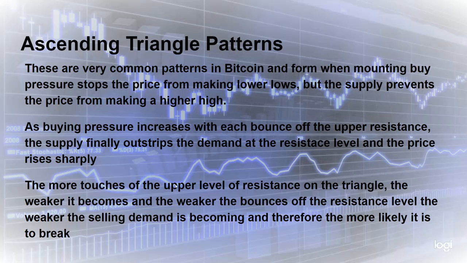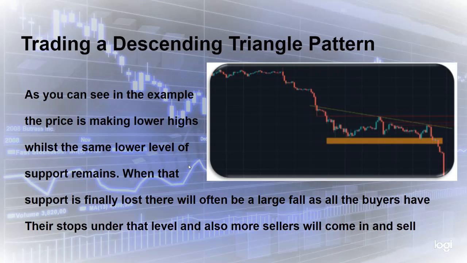The more touches we get at the upper level of resistance on the triangle, the weaker it becomes and the weaker the bounces off that resistance level. This is obviously why we get the higher lows, because we're getting a weaker bounce, and that shows us that the price is therefore becoming more likely to break.